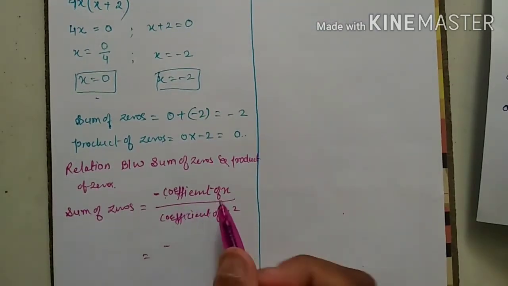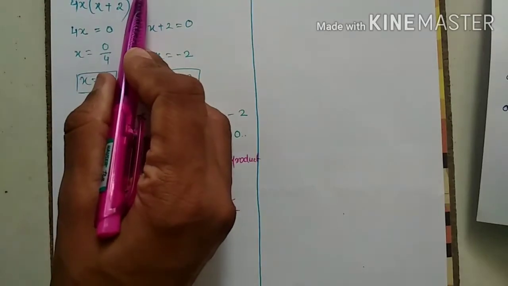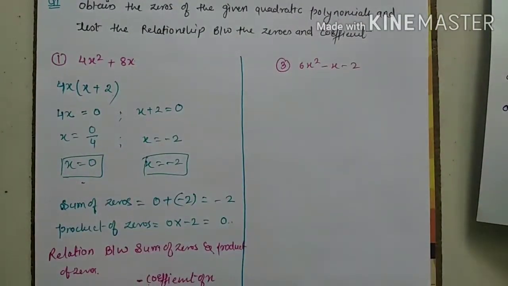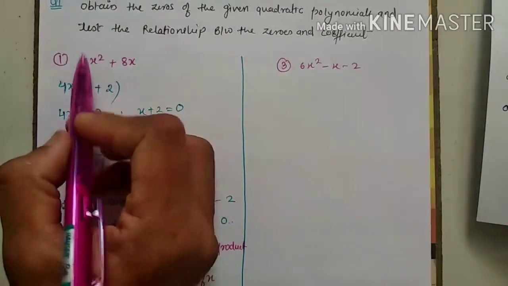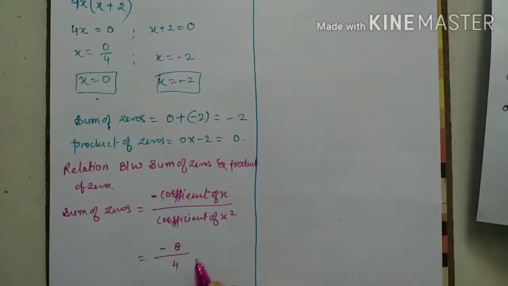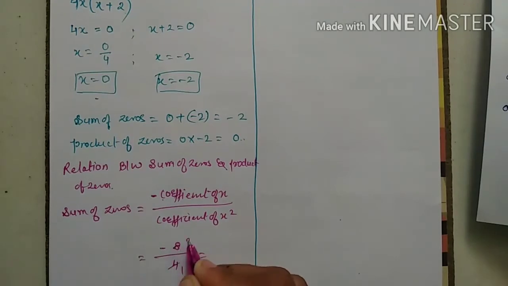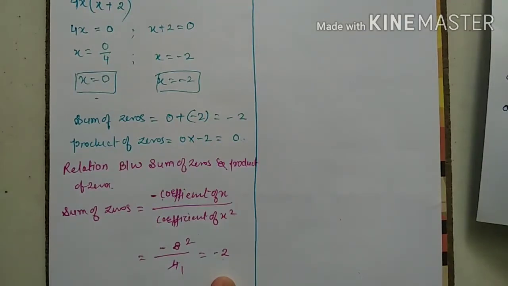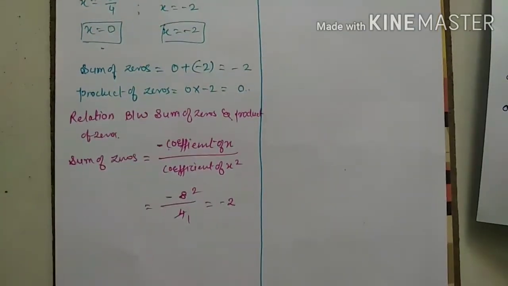Now coefficient of x. Here, just go back. Coefficient of x is what? 8. So put here 8. Coefficient of x square is what? 4. Just put here 4. So what are you getting? 4 ones are 4, 4 twos are 8. So what are you getting? Minus 2. Just check. Sum of zeros you are getting here minus 2 and here minus 2. It means you are going correctly. Correct.